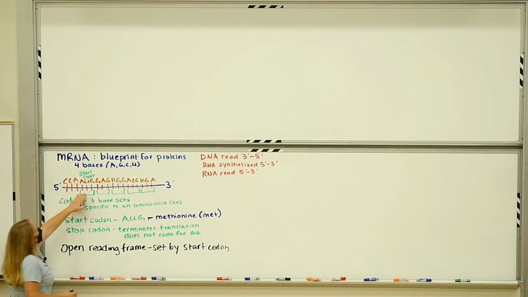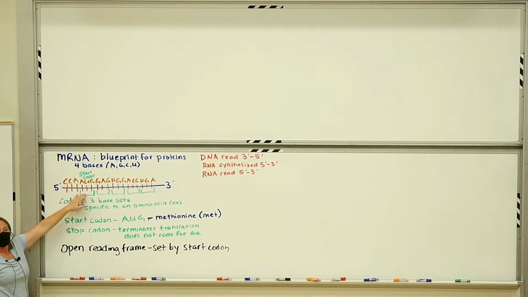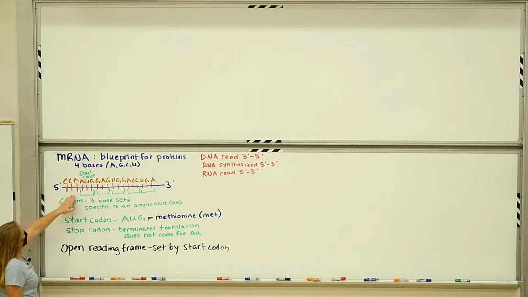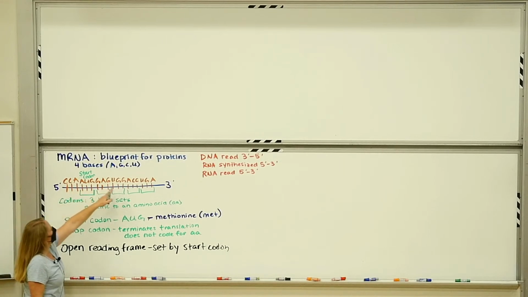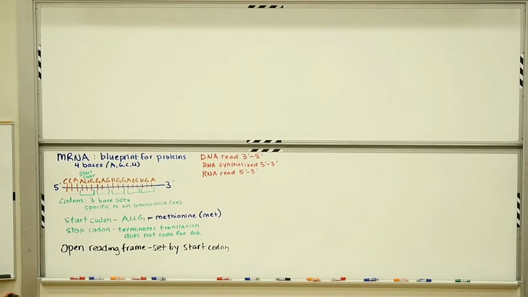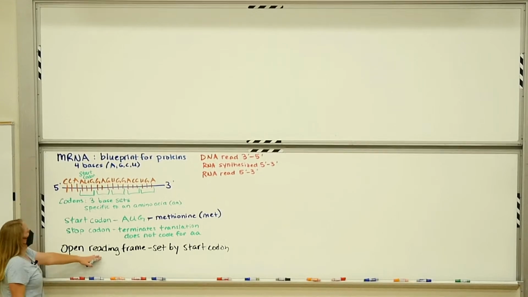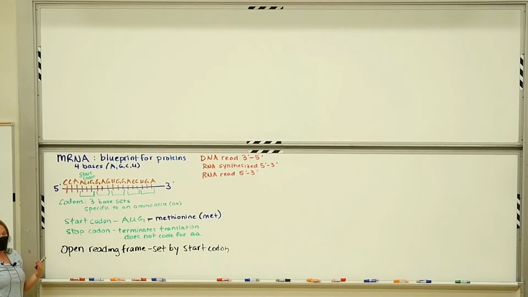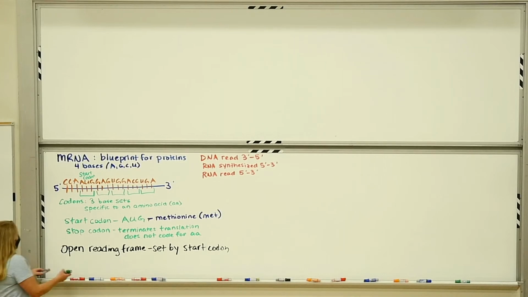If you don't set this open reading frame correctly, if something happens and maybe you're slipping and you come back to this A instead, you're going to read AAU, GGA, GUG. Those are going to code for completely different amino acids. So your protein could be entirely different and non-functional. So you need to keep your reading frame by setting it properly at your start codon.